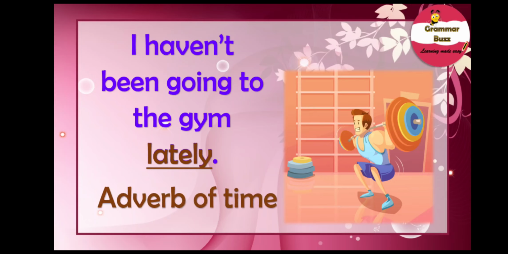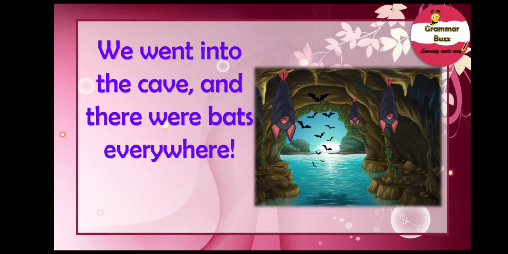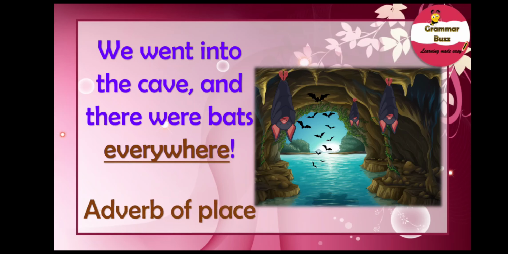It says, we went into the cave and there were bats everywhere. So what do you think about this sentence? Which is the adverb here and what kind is it? Something to think about? Are you confused? Or have you got it all right? I think you already have. So let us share our answer. The adverb in this sentence is everywhere, and it is an adverb of place.